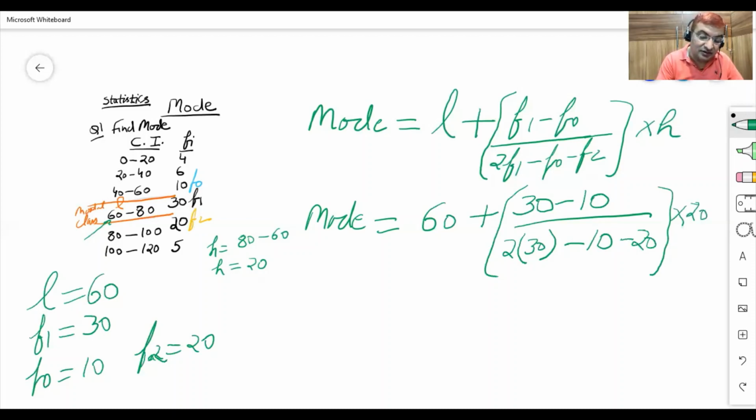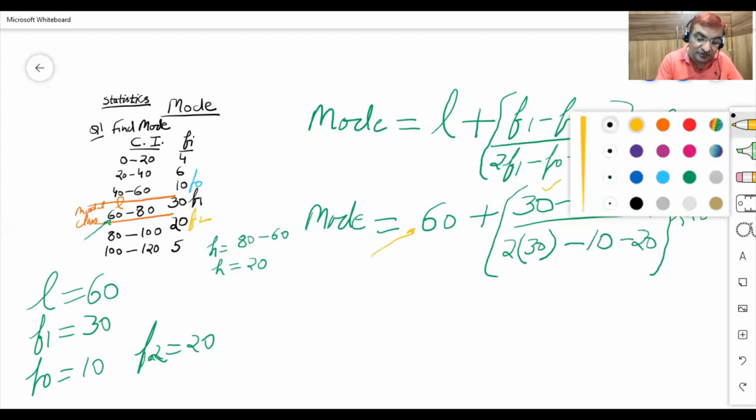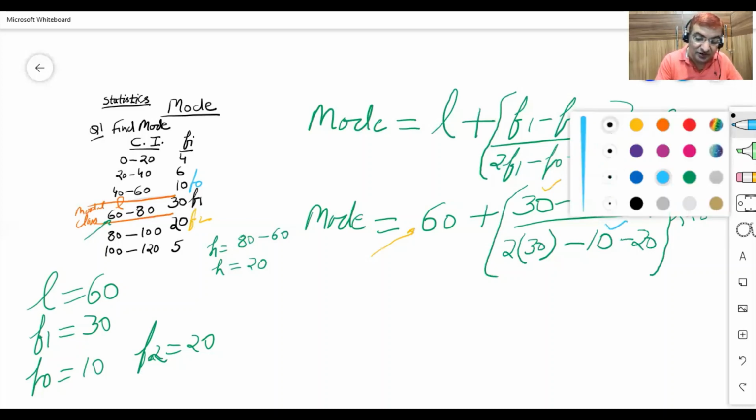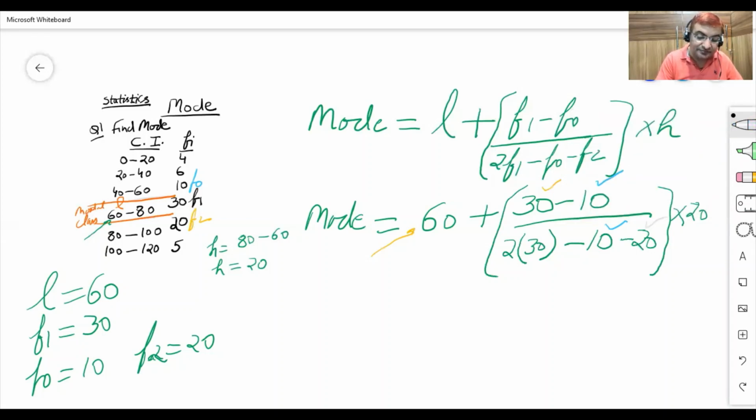Let me repeat for all of you, please watch with full attention. In all there were 5 values, students. The first value was the lower limit, that is the lower limit of the modal class which is 60. Then the value was F1 which is 30 right here. Then the next value was F0. So for F0 you should see that the value is 10. F1 is 30, F0 is 10, and F2 will be 20. So here the value of F2 is right here, which is 20.